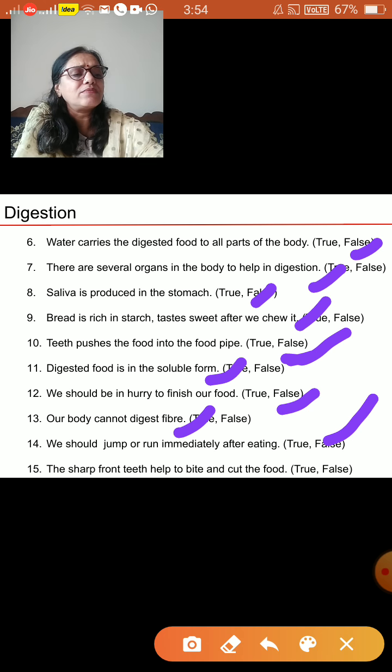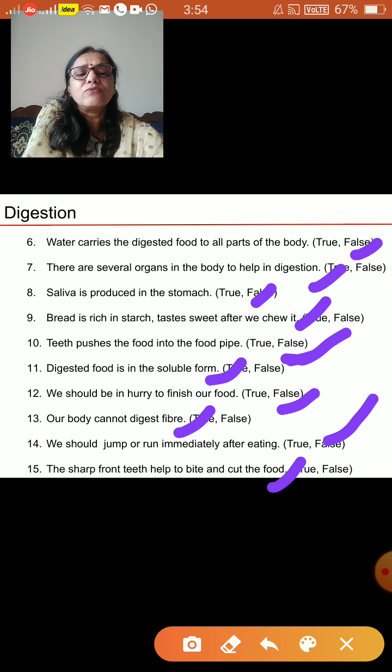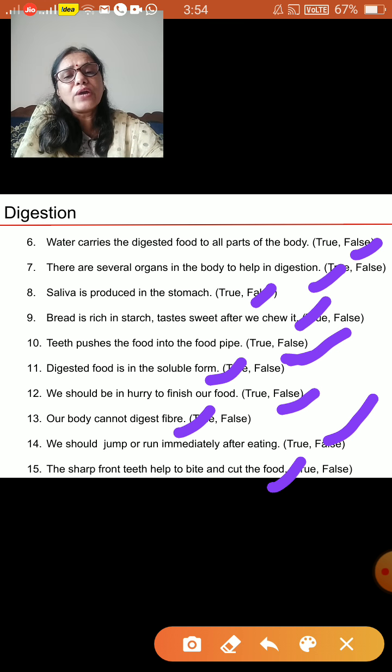The sharp front teeth help to bite and cut the food. Yes, the sharp front teeth that are there, they cut the food so that we can chew. So it is true. So this is how you are going to do the true and false, by ticking the correct option. There you have to click on the correct option, whether it is true or false. Now next one.